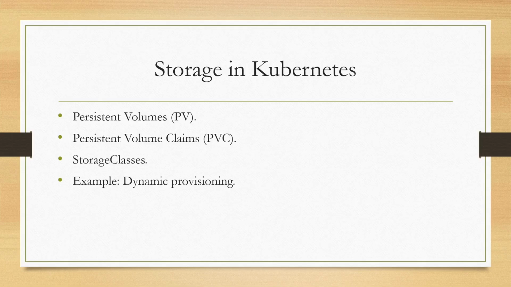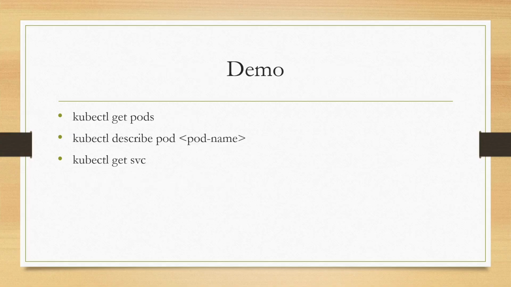Data is the most critical thing in any enterprise, so we will require persistent volumes. We will require persistent volume claims, so that our container or pod can use that persistent volume, and we can have storage classes where we define different types of storage, such as fast ones, based on their accessibility and IOPS speed. We will also take the example of dynamic provisioning in our next video.